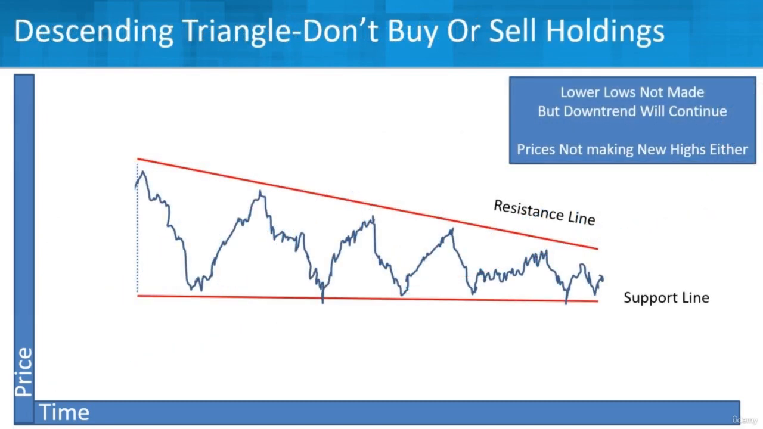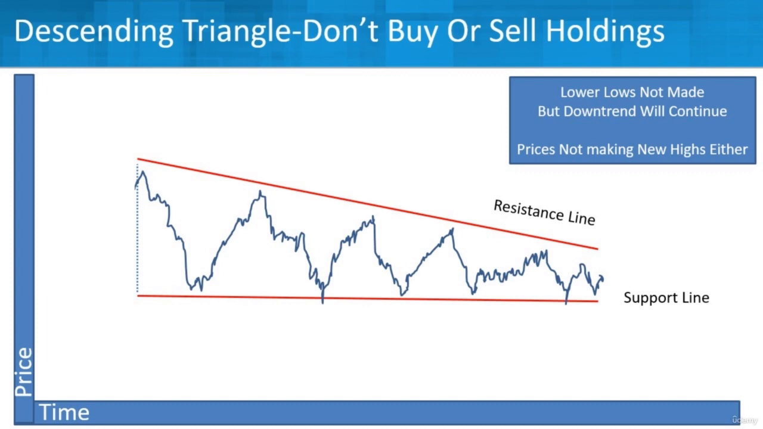Now in a descending triangle, it's the same concept, just the other direction. You see how our support line now is horizontal, and our resistance line has a downward slope, and a downward trend leads into it. Again, it's a continuation pattern. So the lower lows are not made, but the downtrend will continue as it trades within that and converges. But the prices are not making new highs either. The prices are starting to narrow and get closer down.